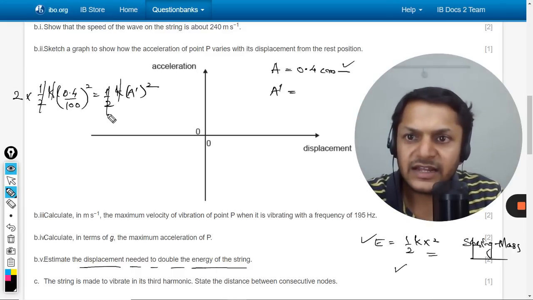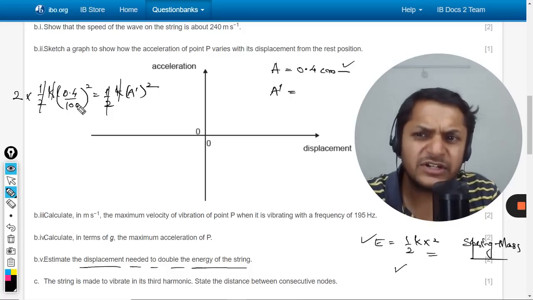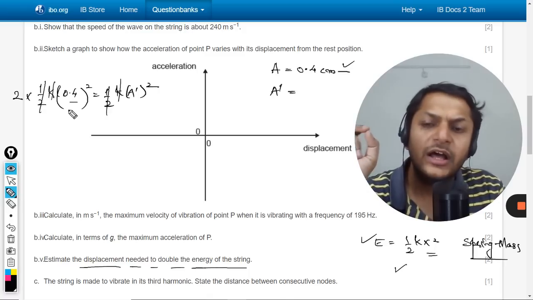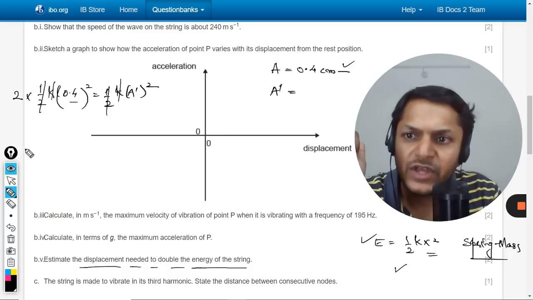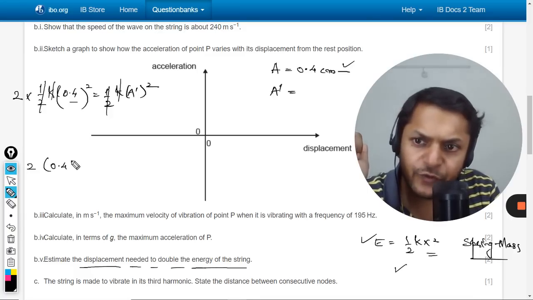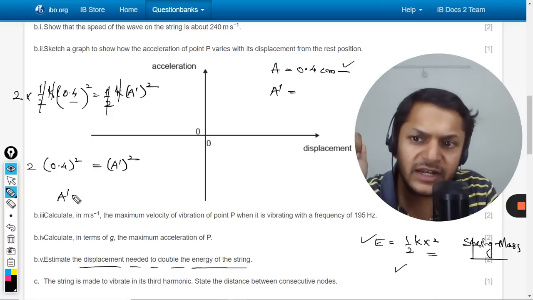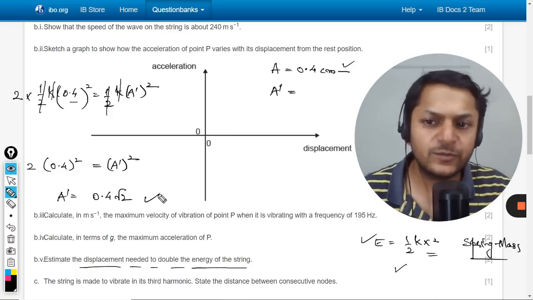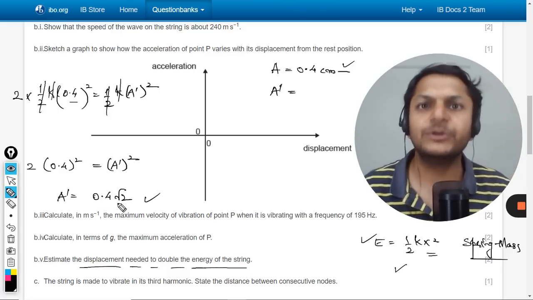Half and k just get cancelled out, so it will be 0.4. I can keep it in centimeters because even this will be in hundreds, so I can remove this 100. Now I would be getting the answer in centimeters, not in meters. These are ratios, that is why we can do this. So 2 into 0.4 centimeter square is equal to a dash square. We can take the square root. Clearly, a dash will be 0.4 into square root of 2. So whatever this value is, this will be our correct answer. If this is the new displacement, the energy is going to be doubled.